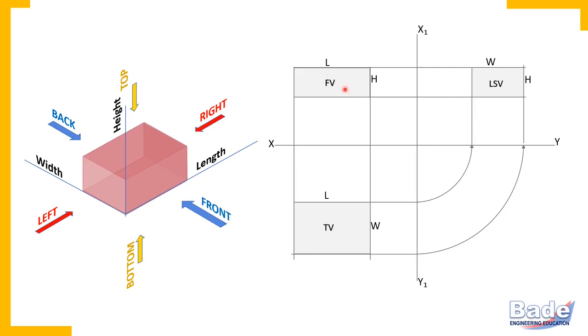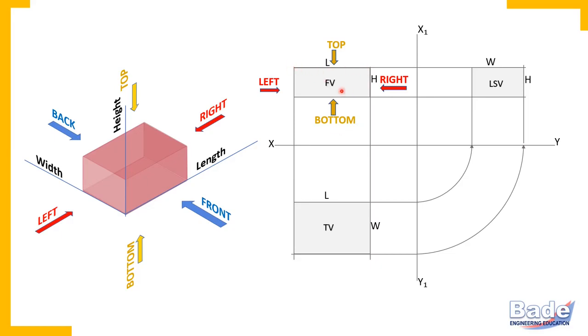But this end is the right end and this end is the left end. This is the top surface and this is the base surface. All these other 4 surfaces appear as lines in the front view. So this is the right side of the object, this is the left side of the object, this is the top side of the object and this is the bottom side of the object.